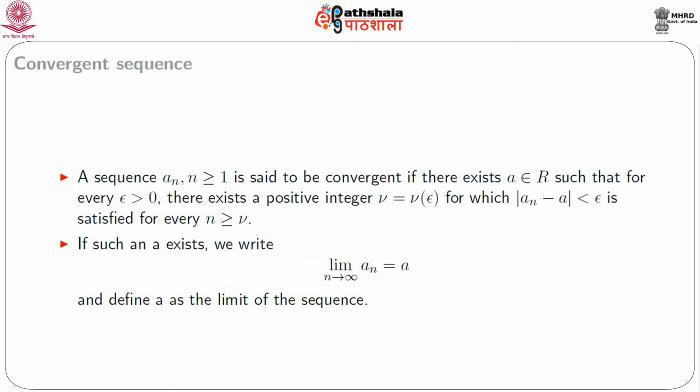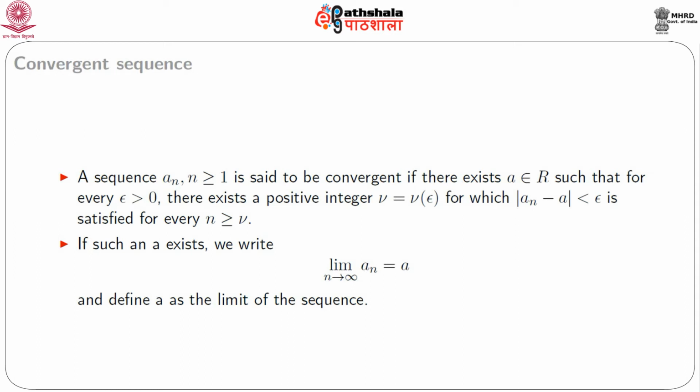So now we shall give the formal definition of a convergent sequence. A sequence a_n is said to be convergent if there exists a real constant A such that for every epsilon greater than 0, there exists a positive integer nu. Obviously, this nu is a function of epsilon, for which the distance between a_n and A is less than epsilon. That is, mathematically, the absolute value of a_n minus A is less than epsilon, and this has to be satisfied for every n greater than or equal to nu.